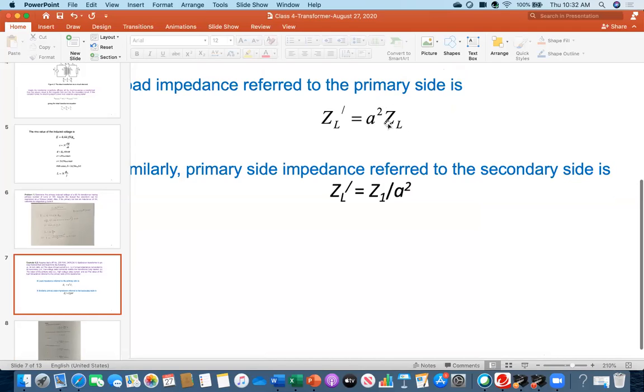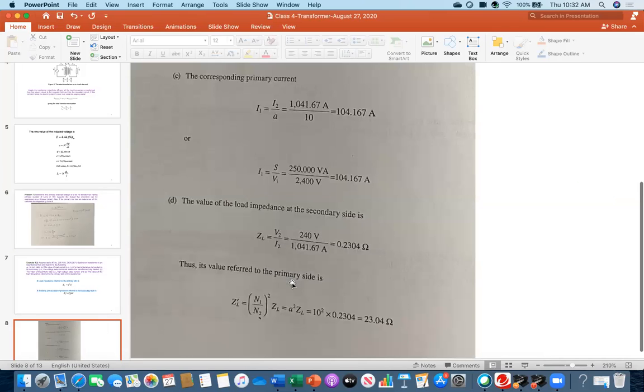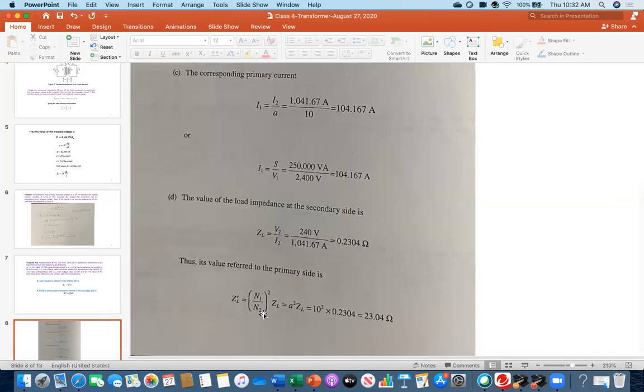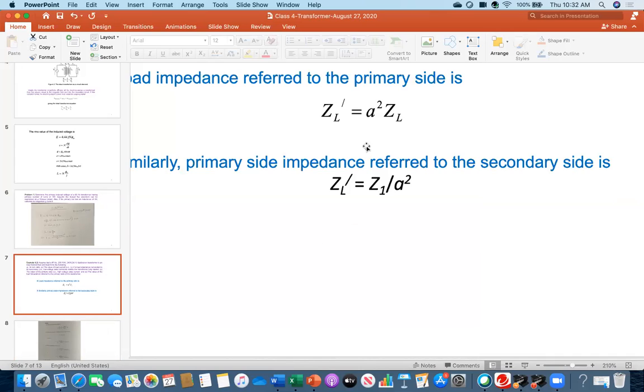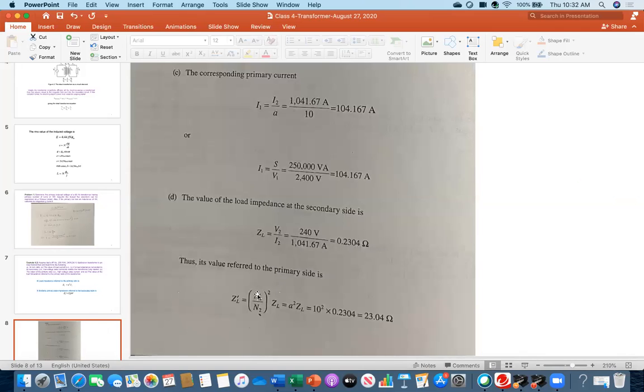I will show you soon how I derived that. Everybody see, I am using that equation. Here you noticed it is A squared, but what is A? A is the turn ratio, N1 over N2. So that's why N1 over N2 is squared and multiplied by what you got here. So you see it increased to 23.04.